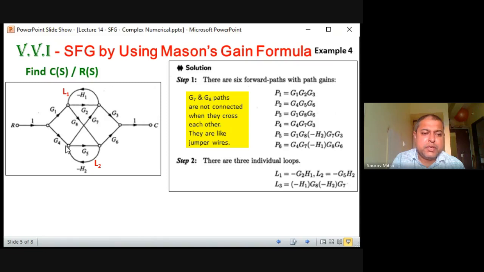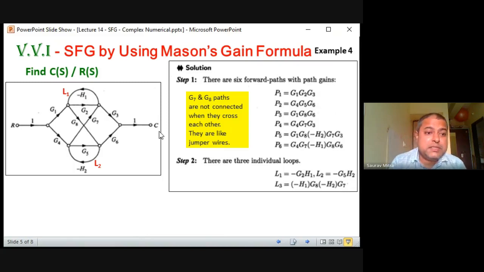Okay, so first you have to come below G4, then G7, and then minus H1 comes into the picture, and then G8, and then G6, and out to the right side. So this is given here as P6. What is that? First is G4, then there is G7, and there is minus H1, and then comes G8, and then G6, and coming outside. So these are the 6 forward paths.